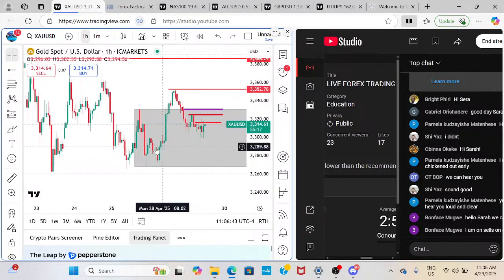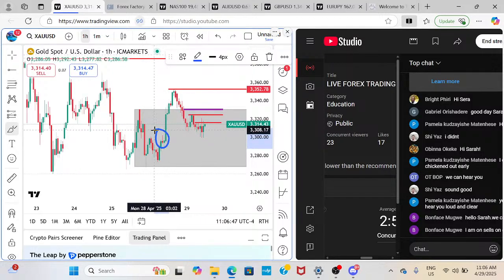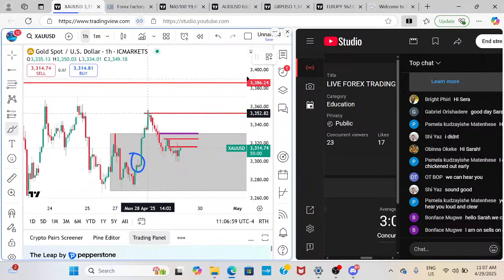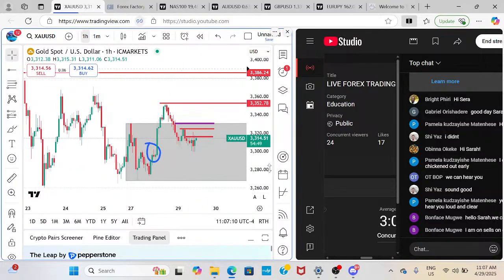Okay, this was when I gave the buy. So this was here. I gave the buy signal yesterday right here, and the take profit got hit, right? And then basically my expectation was for gold to come all the way up to 3,386, but it didn't get there.